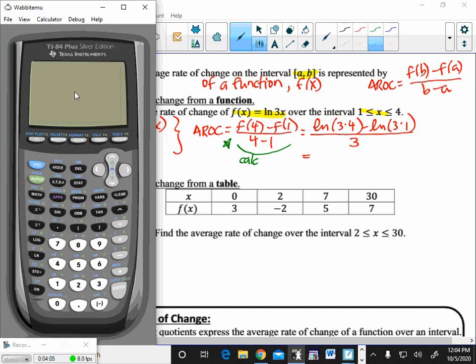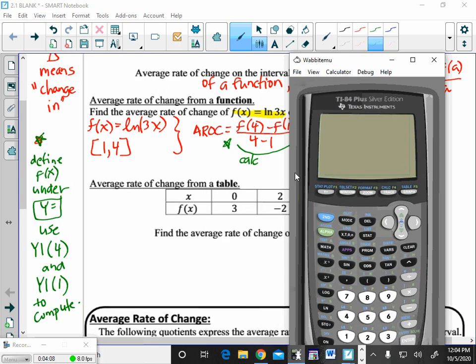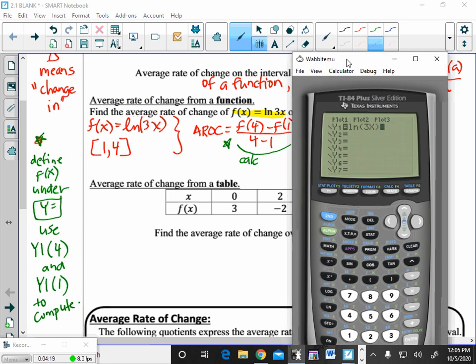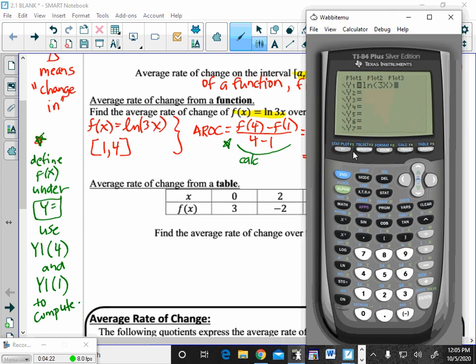Let's get our calculator, and we need to go to the y equal button, and we're going to put this function right here. So that's the natural log of 3x. And this is an easy function, but should you have a very complicated one, you'll be happy you did this. Then second mode or second quit. And now we want y1 of 4, which would be this, minus y1 of 1. Remember, the function is called y1 in your calculator. So to get to that, you want to use the variables button, which is under this arrow. So variables, arrow over to y variables. It's a function. And we have our definition under y1.